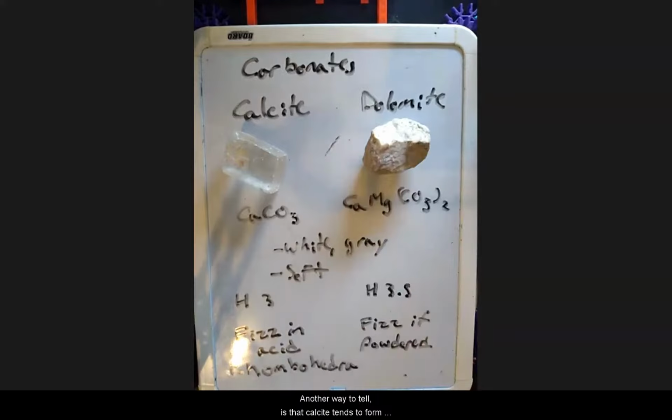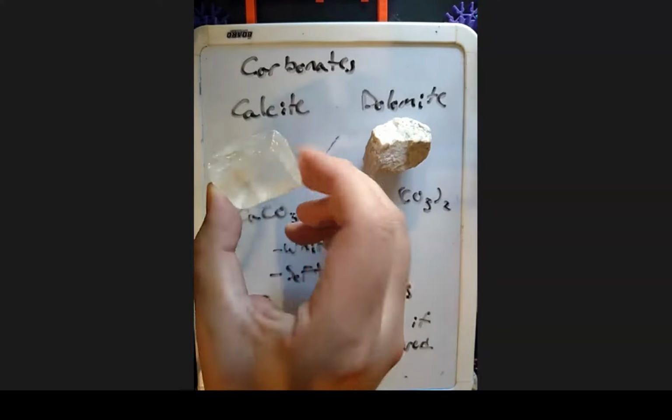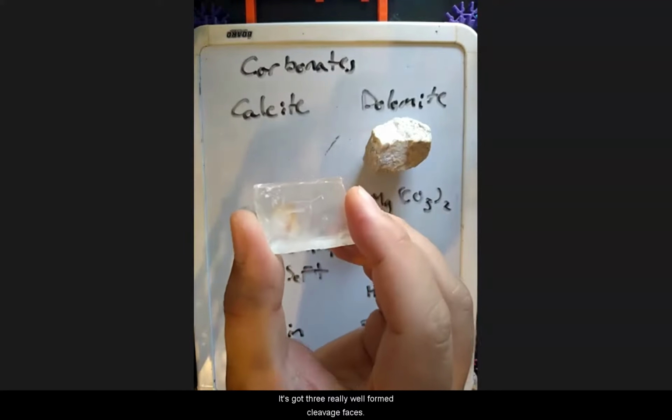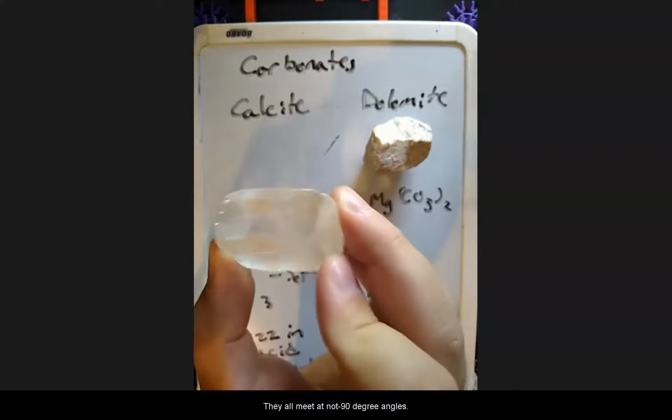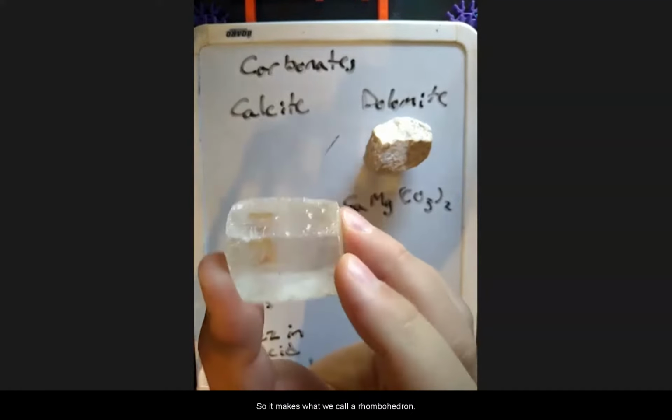One other way to tell is that calcite tends to form rhombohedra like this. It's got 3 really well-formed cleavage faces, but they all meet at not 90-degree angles. So it makes what we call a rhombohedron.